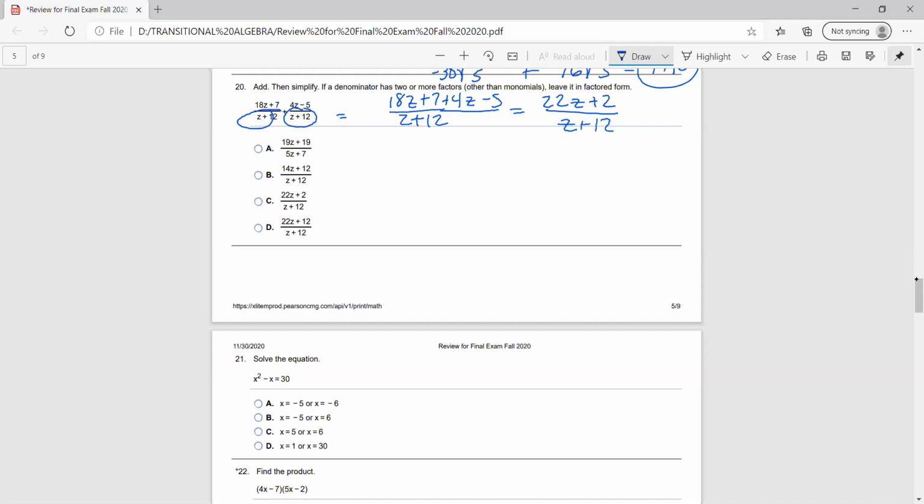It would be possible to factor something out of this one, but in this case, they don't have anything in common because this z doesn't have anything there. So on number 20, the correct answer is C.